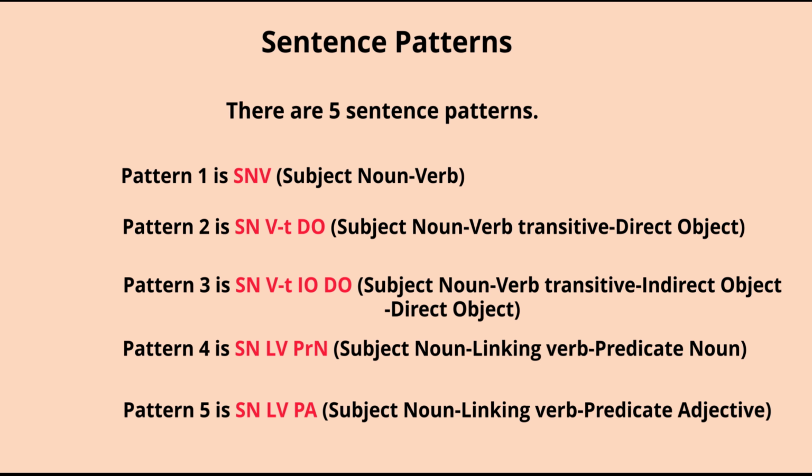Pattern 3 is subject, noun, verb transitive, indirect object, and direct object. Pattern 4 would be subject, noun, linking verb, and predicate noun. Pattern 5 is subject, noun, linking verb, and predicate adjective. For today, we are going to talk only about pattern 1.